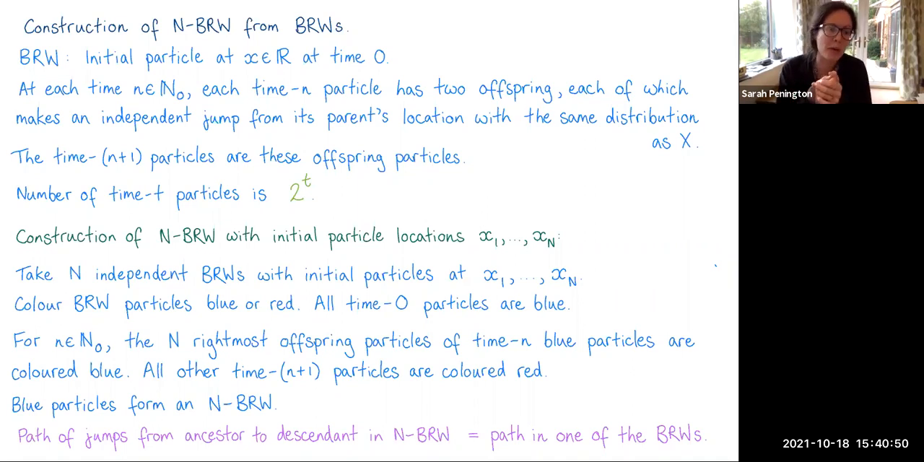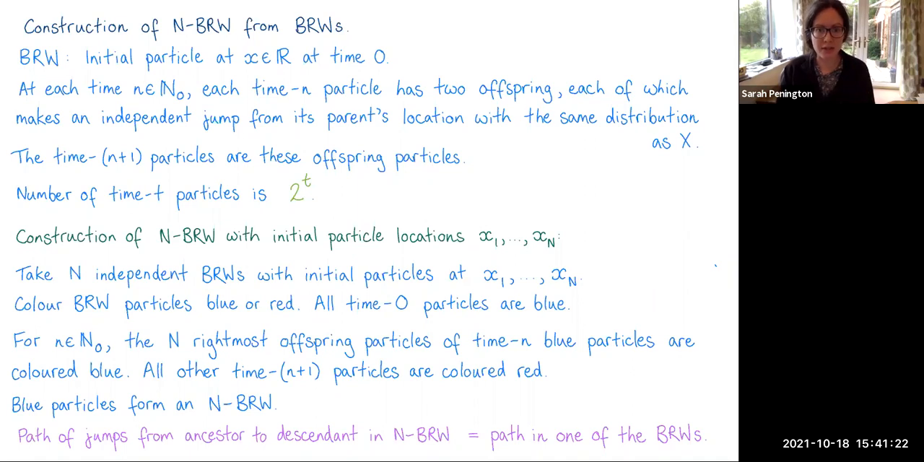So then the blue particles form an n-particle branching random walk. And that's because at all times we have exactly n blue particles, and for the next generation, they all have offspring that make an independent jump with distribution given by X. And then of those 2n offspring, it's only the n rightmost which stay blue and the others are turned red. So we've got this n-particle branching random walk inside these n branching random walks.